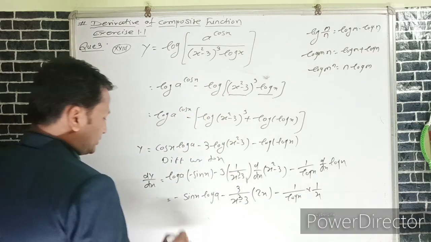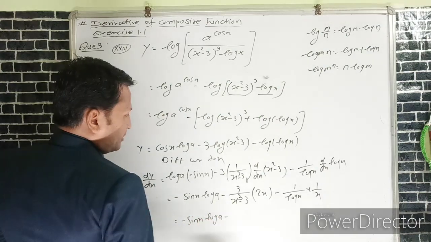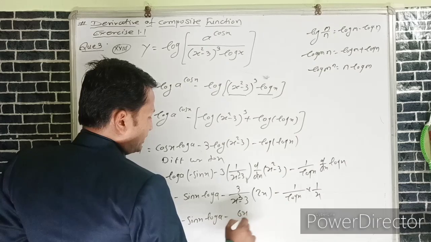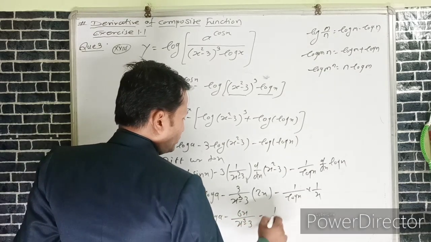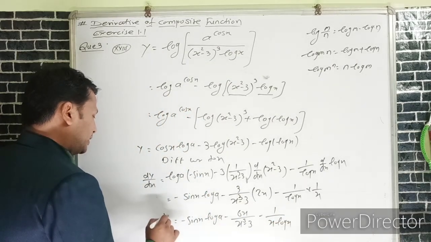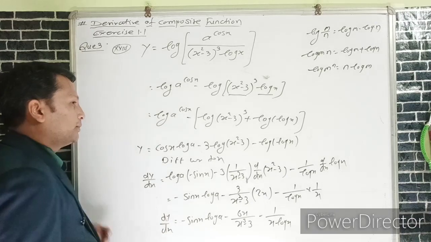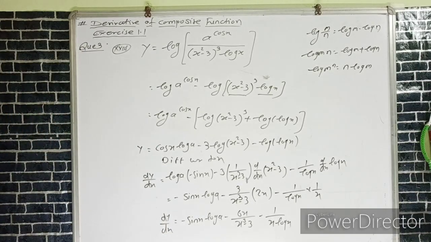Hence we can write this as minus sin x into log a, minus 2 into 3 is 6x upon x square minus 3, minus 1 upon x log x, which is the required derivative dy upon dx.